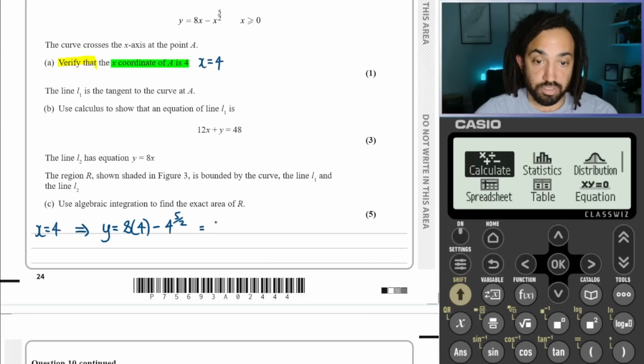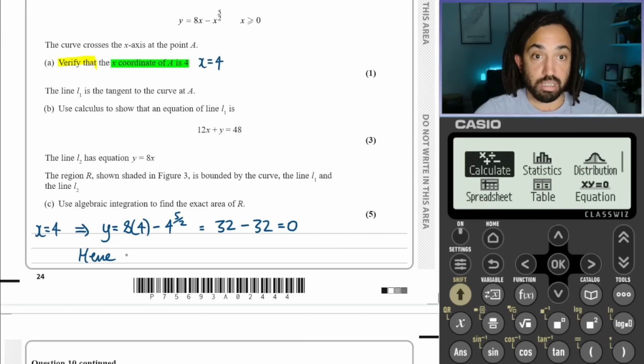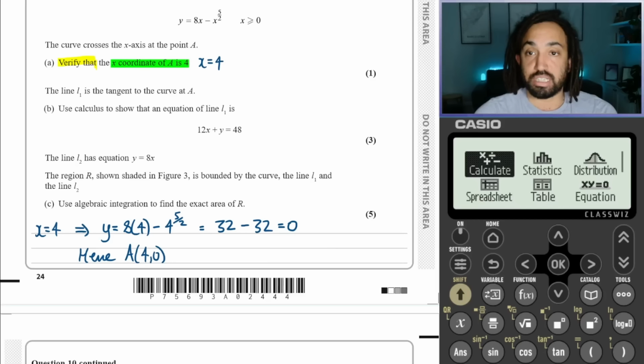So 8 lots of 4 is 32. 4, so this 2 on the denominator of the power means to root, and the root of 4 is 2, and then we take it to the power of 5, and 2 to the power of 5 is 32. So it's 32 minus 32, which equals 0, and then we always want a concluding statement, so we can say hence the A coordinate is at the point 4, 0. Perfect, that does the job.